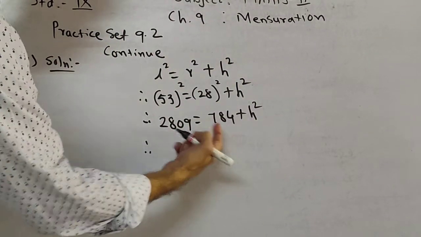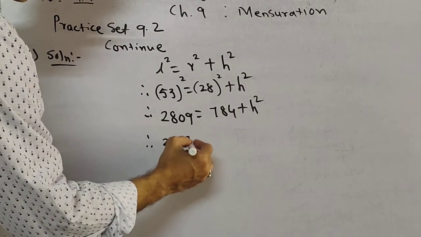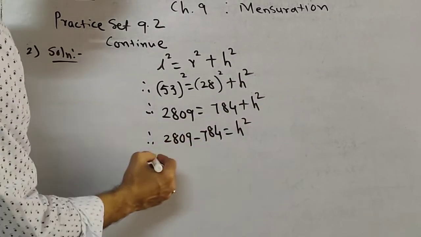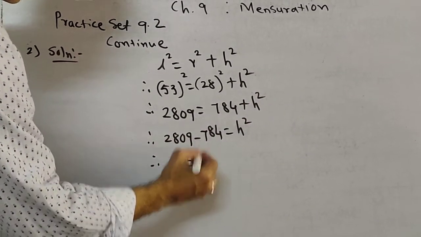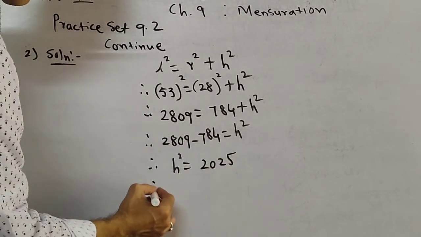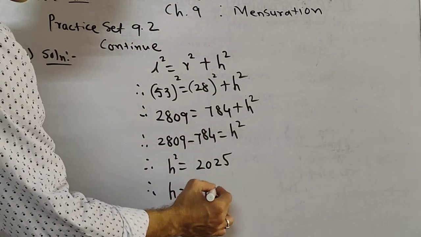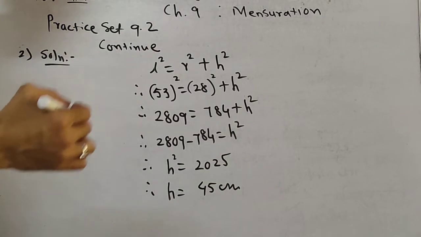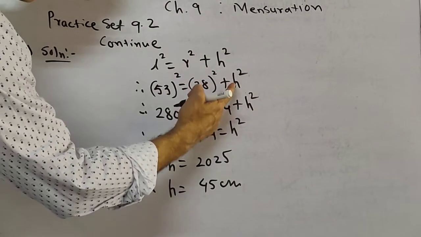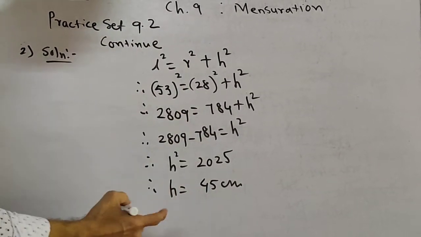Now this 784 will come here, becomes minus. So 2809 minus 784 is equal to H square. If you will minus, you will get H square is equal to 2025. And therefore taking square root, you will get H is equal to 45 centimeter. So with the help of slant height formula, you will find out H. And after getting H, now we want volume of cone.